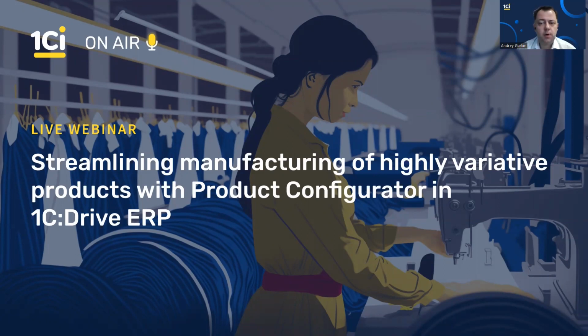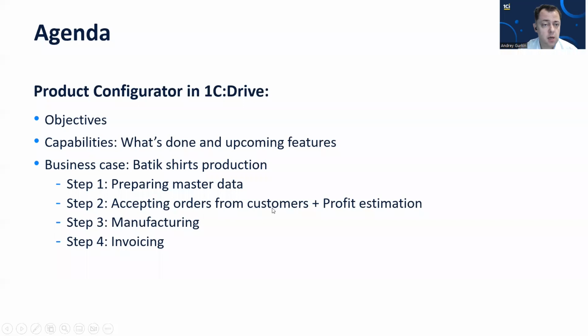Today we're going to talk about highly variative products and how we can deal with them using our Product Configurator feature in OneDrive. And we'll start from the objectives that we had before the development, the capabilities, what was done, and the upcoming features that we will have in future releases.